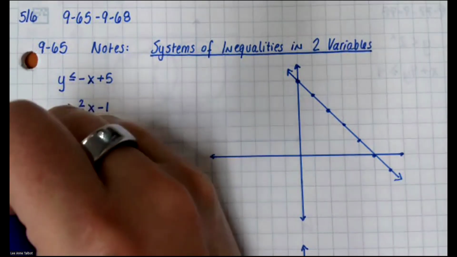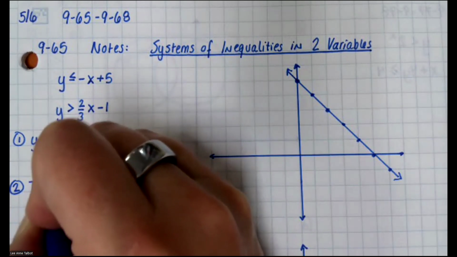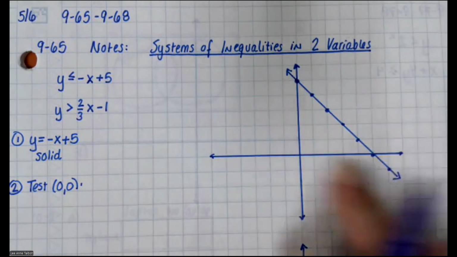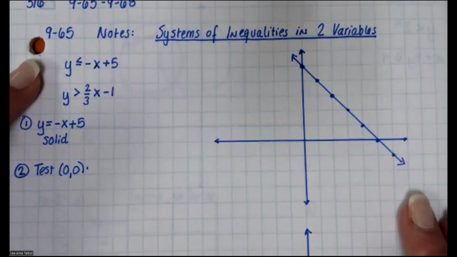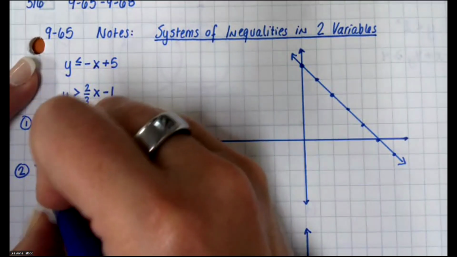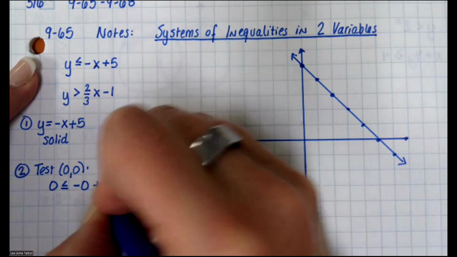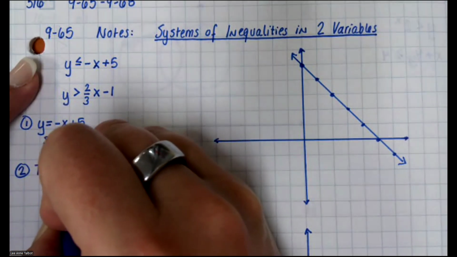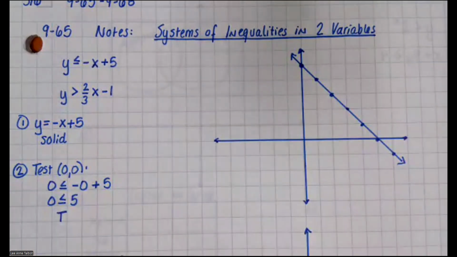Okay, then I'm going to test a point. I'm going to choose 0, 0. I think it's a very good option in this particular case. 0, 0 is far away from the line, and it has nice whole numbers. I'm going to plug 0, 0 into the original. 0 is less than or equal to negative 0 plus 5. 0 is less than or equal to 5. True.